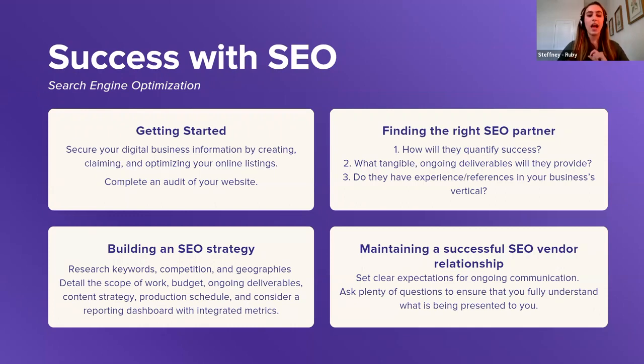Number 1, how will you quantify success? A legitimate SEO agency should be able to set clear expectations of what key performance indicators they plan to report on in order to determine the success of your campaigns. Number 2, what tangible, ongoing deliverables will they provide? SEO requires on-site optimization of published content, but that's often not enough. Has the agency done their homework to develop a data-driven plan with specific strategic deliverables on a set schedule?